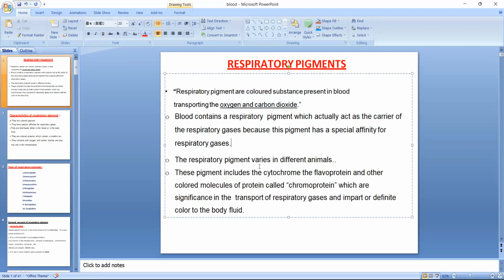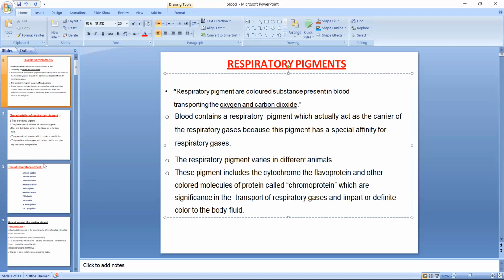So the respiratory pigment varies in different animals. First thing, they are not present in all animals, and they are not similar. In different animals they are different. These pigments include cytochrome, the flavoprotein, and other colored molecules called chromoprotein, which are significant in the transport of respiratory gases and impart a different color to body fluid.